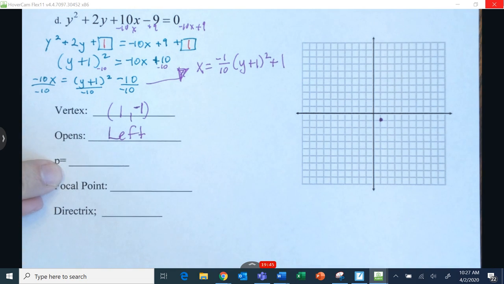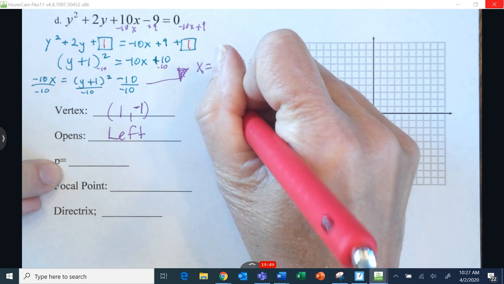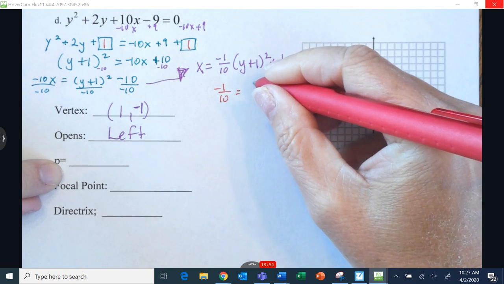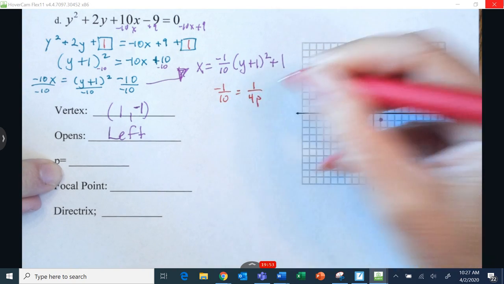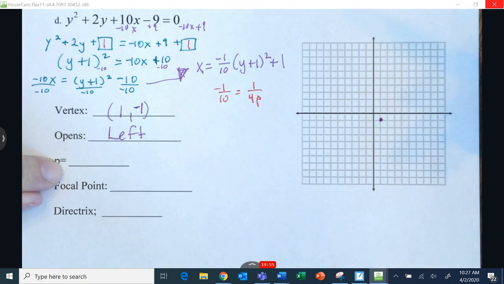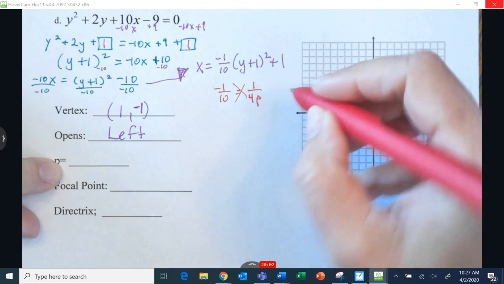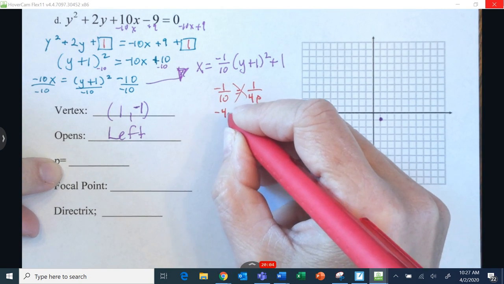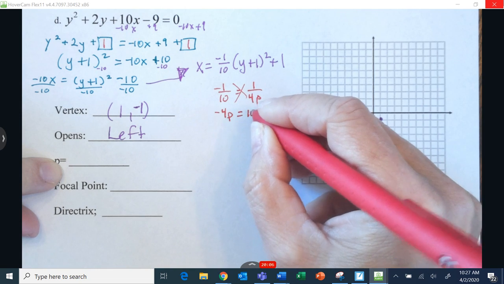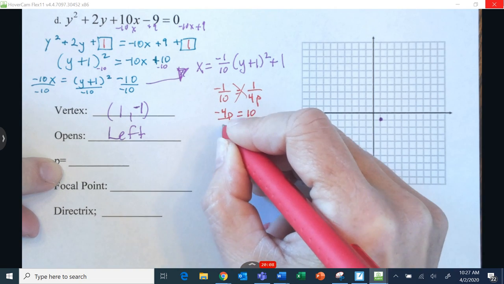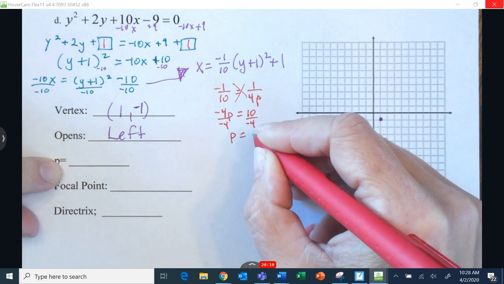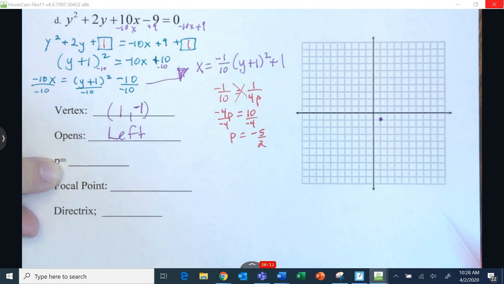The p-value we find the exact same way. We're going to take negative 1/10 and set it equal to 1 over 4p. So the p-value here, maybe I cross multiply. Sure. Negative 4p equals 10. Divide both sides by negative 4, and I get p equals negative, and then I reduce it, 5/2.